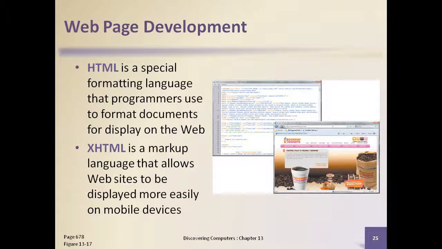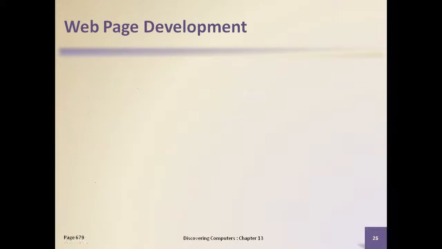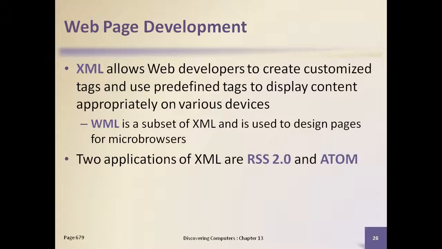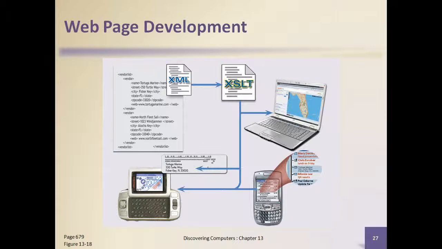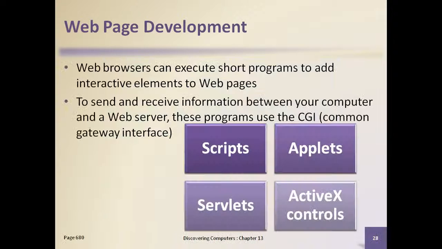Web page development: HTML, DHTML, XML are web development tools that create text and set tags to display content on web pages. WML is a subset of XML and is used to design pages for microbrowsers. Applications of XML include RSS. Web page development, dan ini contoh gambarnya ya dari XML, XSLT, kita bisa lihat sendiri.